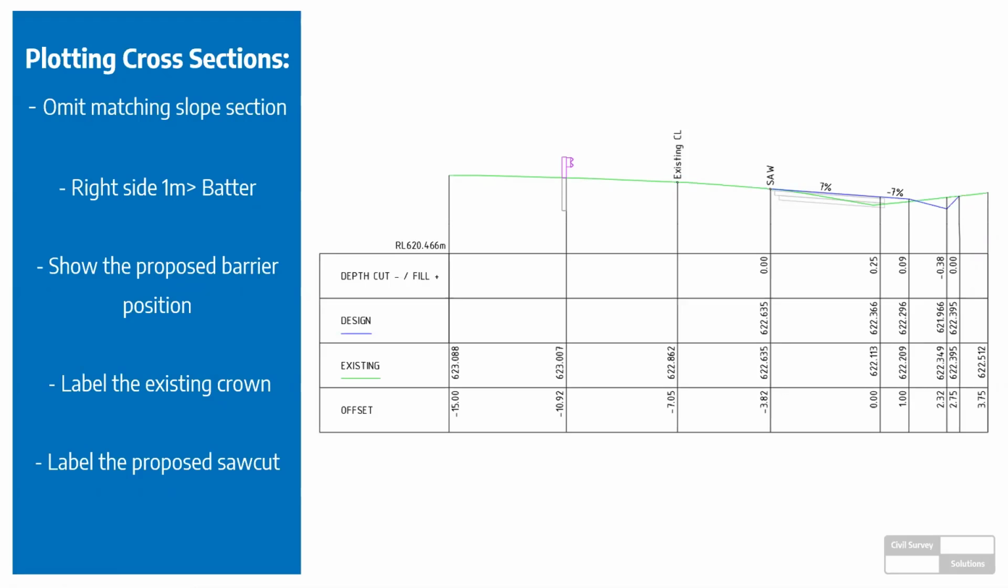We're going to be constraining the section, the right-hand side of the sections, to be 1 meter past the batter. We're going to be showing a proposed barrier and labeling the existing crown and the proposed saw cut. Depending on how we go for time, we may or may not put in the saw cut, but we'll see how we go.